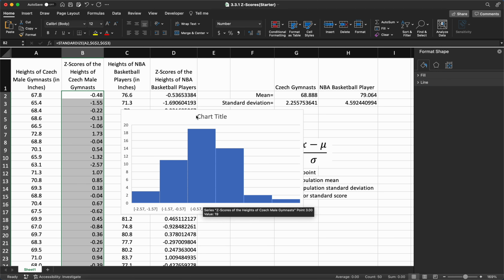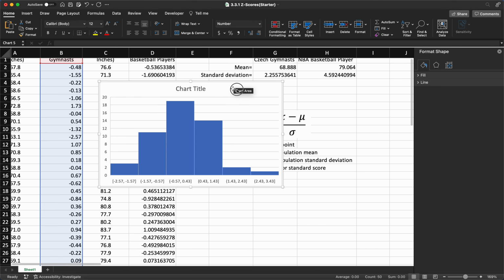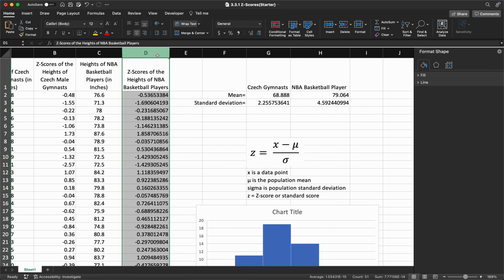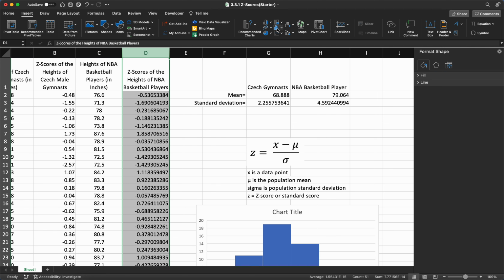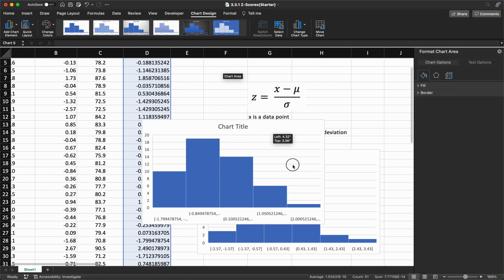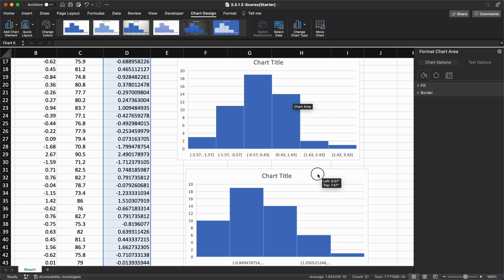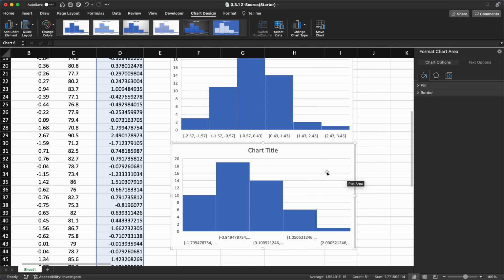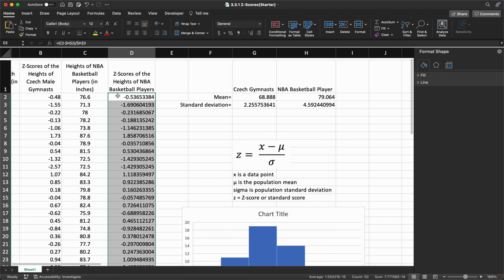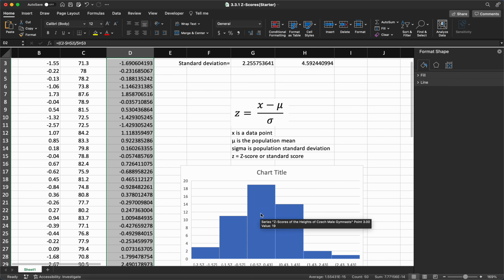Notice how right here in the middle, the tallest bar is where I transition from negative to positive, because 0 is always right in the middle of my standard normal curve, is what this is called. And we'll talk about that more in just a second. So now let's graph the NBA players. And again, this is just a sample, so some of the values here didn't come out maybe the way we had hoped.